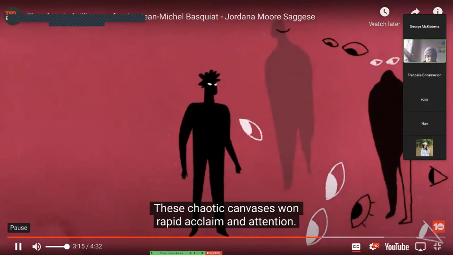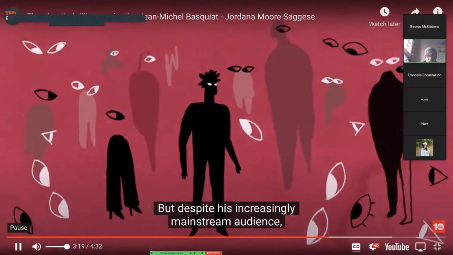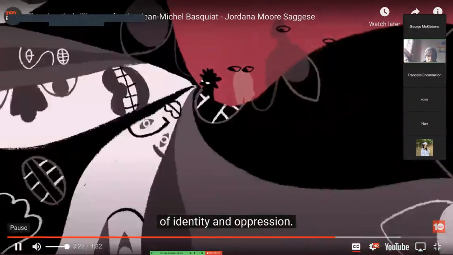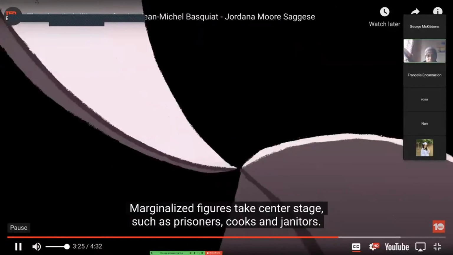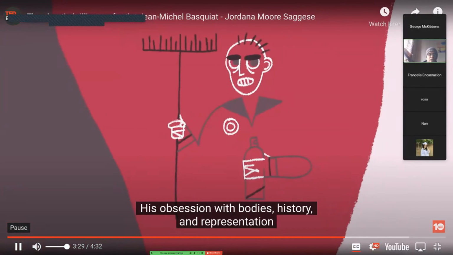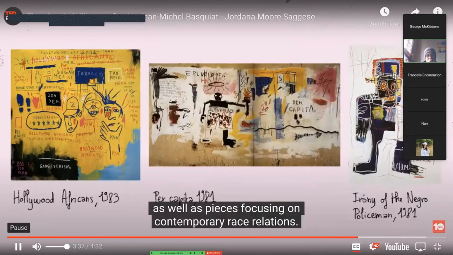These chaotic canvases won rapid acclaim and attention. But despite his increasingly mainstream audience, Basquiat insisted on depicting challenging themes of identity and oppression. Marginalized figures take center stage, such as prisoners, cooks, and janitors. His obsession with bodies, history, and representation can be found in works evoking the Atlantic slave trade and African history, as well as pieces focusing on contemporary race relations.